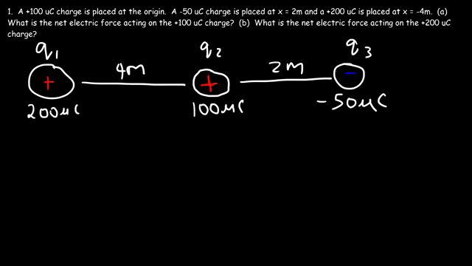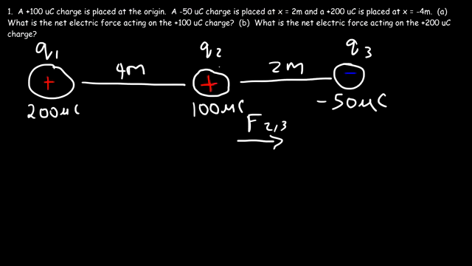So how can we use this information to determine the net electric force acting on the middle charge? First, we need to identify all the forces acting on the middle charge. So Q2 feels a force of attraction with Q3. Q2 is attracted to Q3. So there's going to be a force that's going to accelerate Q2 towards Q3. And we're going to call that force F2,3. So this is the force on 2 due to charge 3.